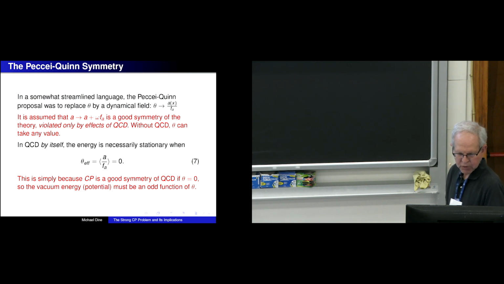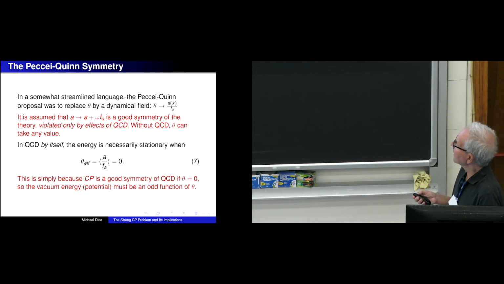So in somewhat streamlined language, the Peccei-Quinn proposal was to replace theta, the parameter theta, by a dynamical field, A of x over Fa. And it's assumed that A goes to A plus omega Fa. Okay, so Fa is the decay constant of the axion. Omega is a symmetry parameter, a good symmetry of the theory violated only by effects of QCD.